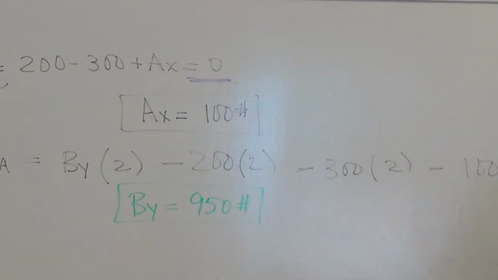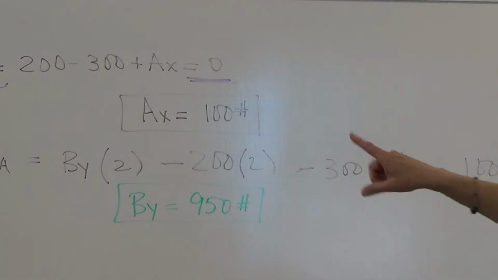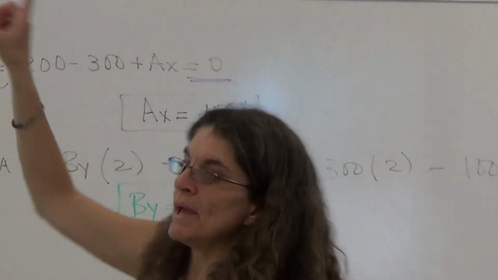Did somebody else get 950? Yes. Kyle, did you get it? Yeah. Okay. So, I got a positive. What does that mean? It's in the same direction I drew it. The BY is going up. What if I got a negative?